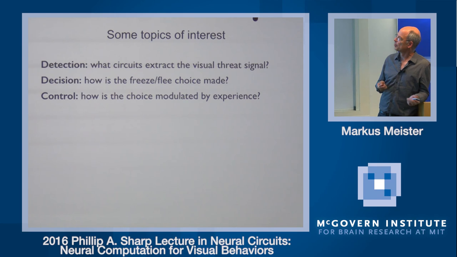So let me just summarize again. These are the major questions that we'd like to go after. We think we've learned something about the circuits that are involved in detection, or at least in feeding the detection stage. How the decision is made is still completely open, and we've learned some things about how the choice is modulated through interaction with signals in the hypothalamus that I'll tell you about some other time.